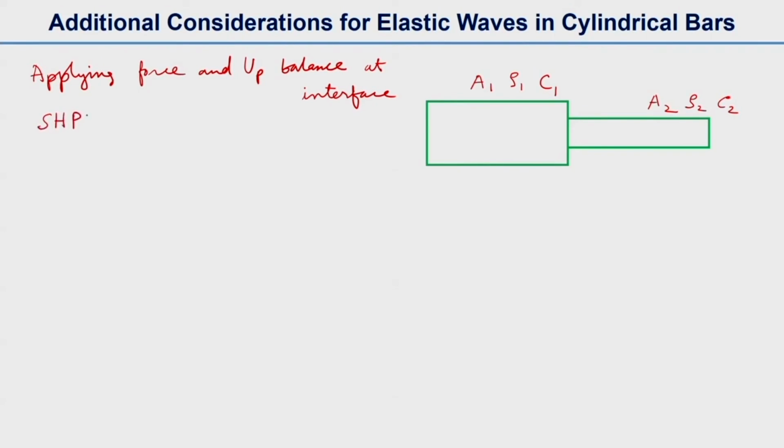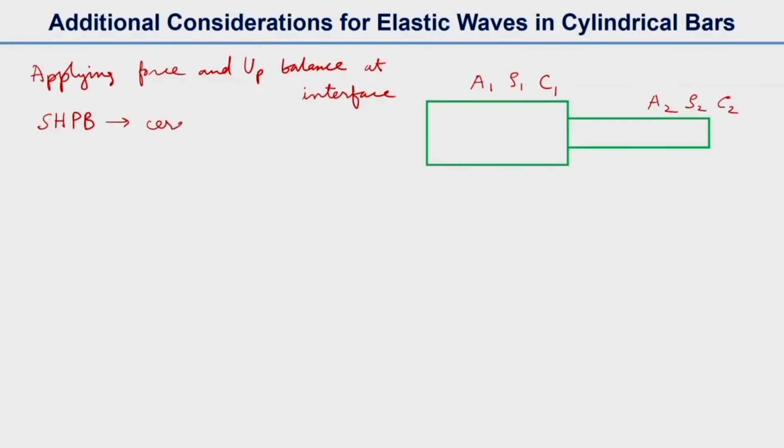So this analysis is important in the split Hopkinson pressure bar, which we commonly abbreviate as SHPB. Generally we take the specimen with a smaller cross section or smaller diameter than the bar diameter, and the material we test can be any ceramic or metal. This is the SHPB specimen, and the bars used in the SHPB, very widely used, are maraging steel, high strength steel. So then the properties will be different across the interface.